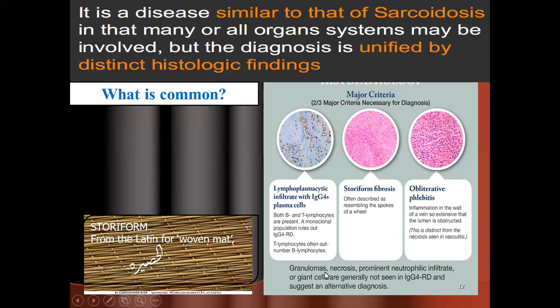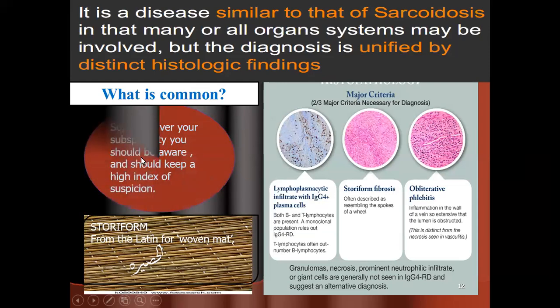Other features in the tissue like granuloma, like necrosis, like prominent neutrophilic infiltrate or giant cells usually exclude the diagnosis. They are not seen in IgG4 related disease. So the common link is the unique histopathologic features characterized by lymphoplasmacytic infiltration with IgG4 positive plasma cells, storiform fibrosis, obliterative phlebitis. At least 2 should be present. Granuloma is not a feature. Necrosis, giant cells, all are not features. It can affect any organ in the body. So whatever your subspecialty, you should be aware and should keep a high index of suspicion.